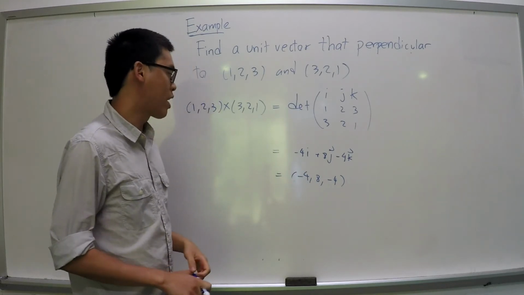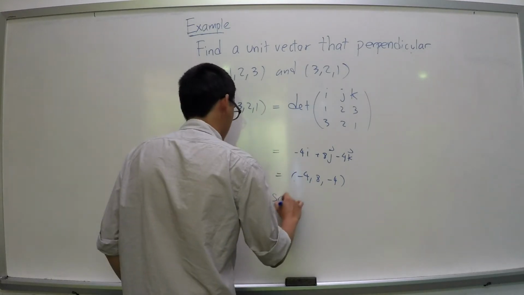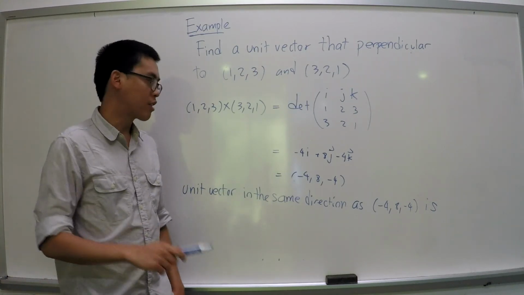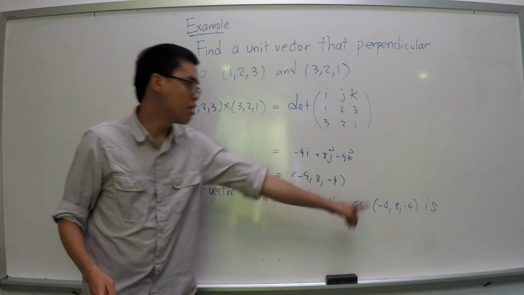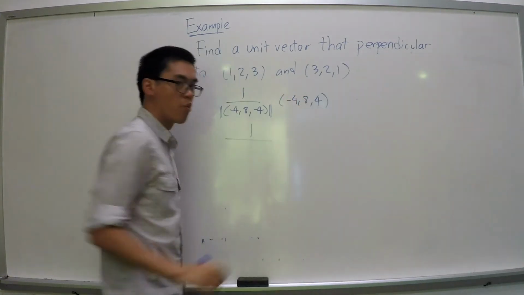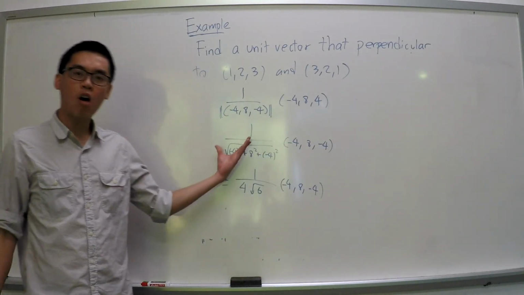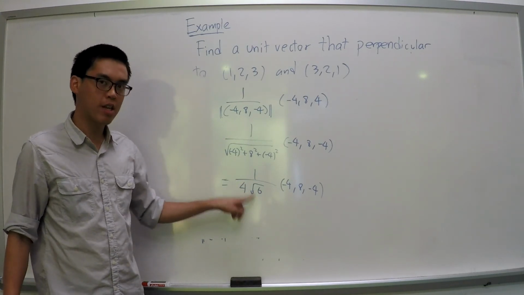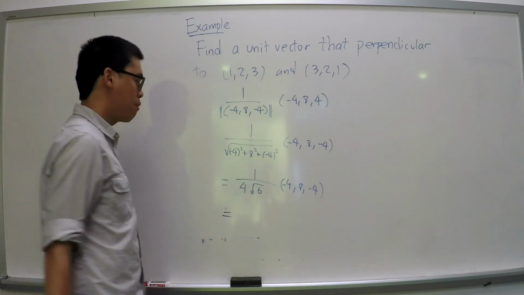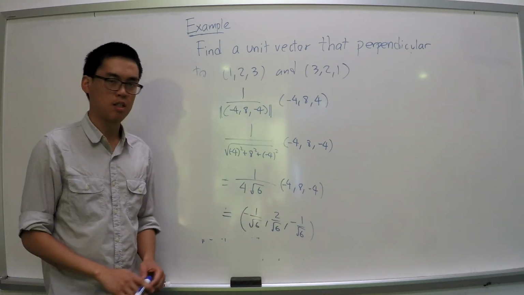But what we can do is find a vector that points in the same direction but has unit length. And we use the fact that we introduced last time. A unit vector that points in the same direction as this vector is just this vector scalar multiplied by 1 over its size, which after a long tedious computation, this guy becomes 4 square root 6. So this could be your final answer, but if you want to simplify it further, it becomes minus 1 over root 6, 2 over root 6, minus 1 over root 6.